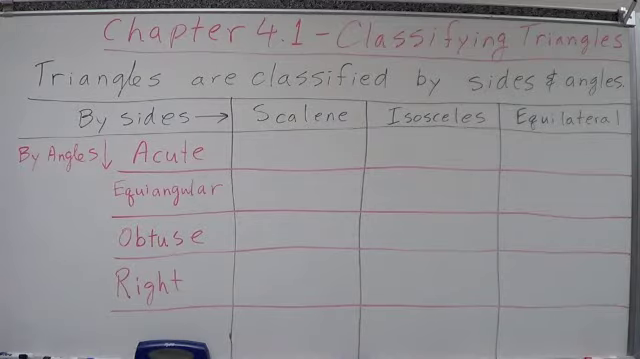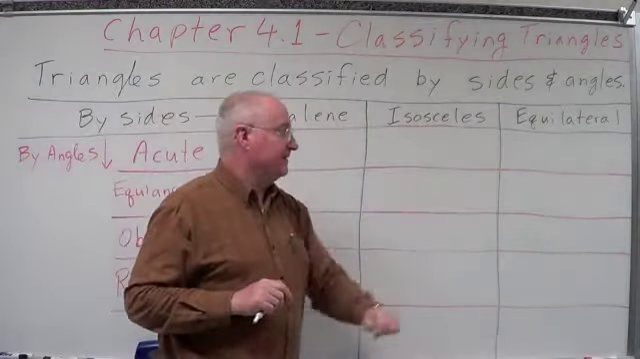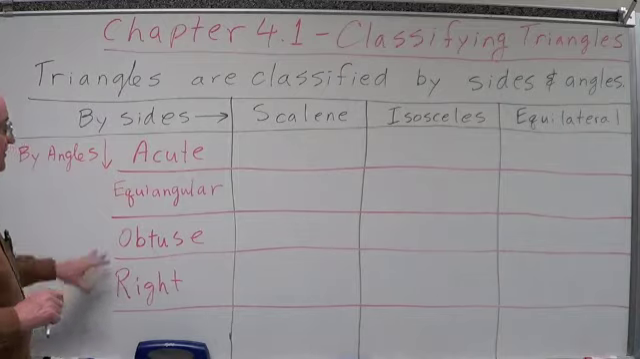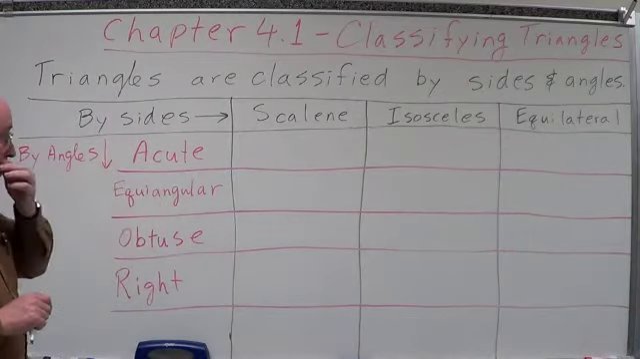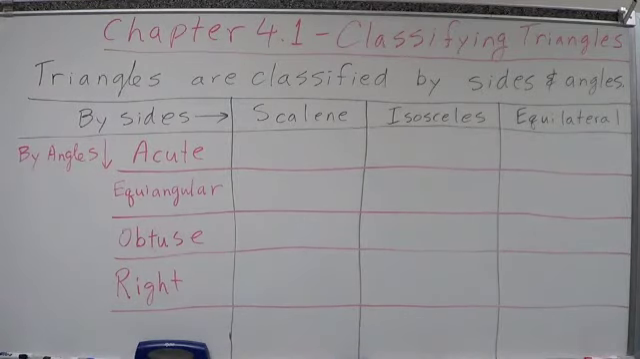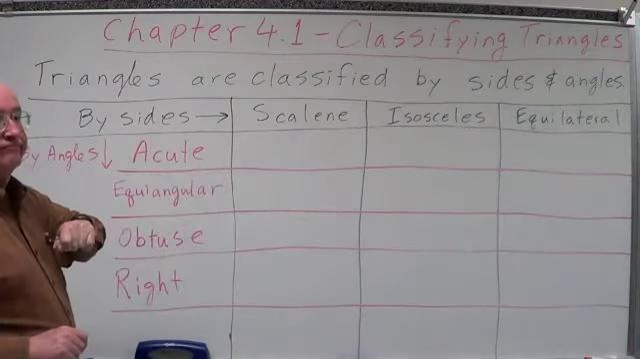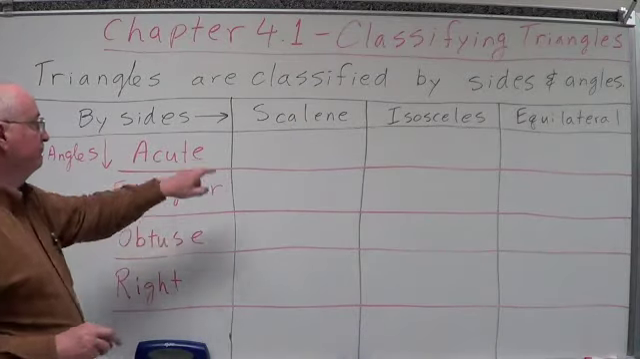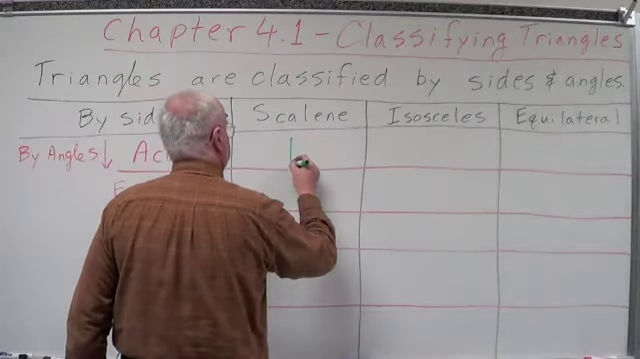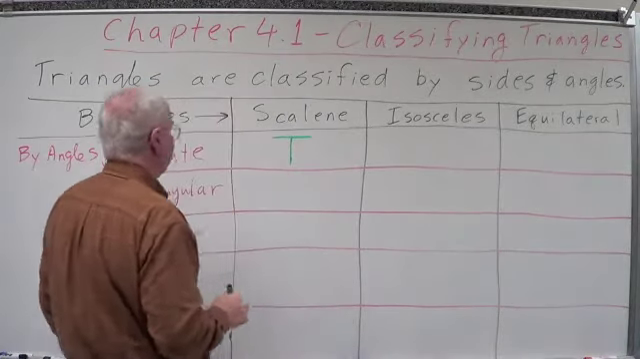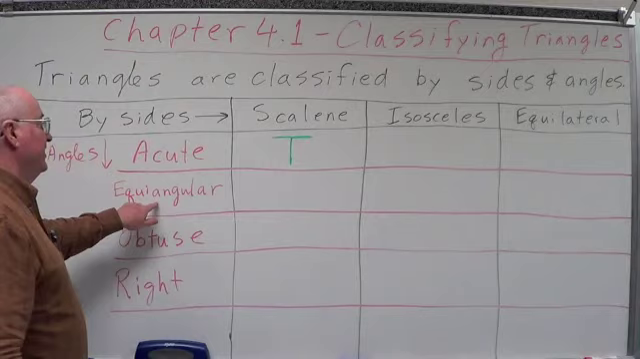Now what we want to do is we want to look at all these different classifications, different types. Classifications by side are along the top here. Classifications by angles are along the side over here. What we're going to do is construct a truth table to determine what types can exist together. Can a scalene be an acute? Yeah. Scalene can be acute. That's true.